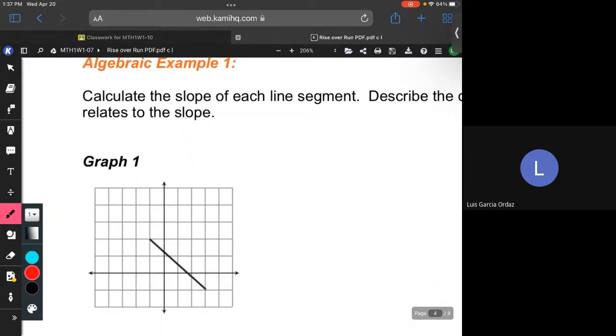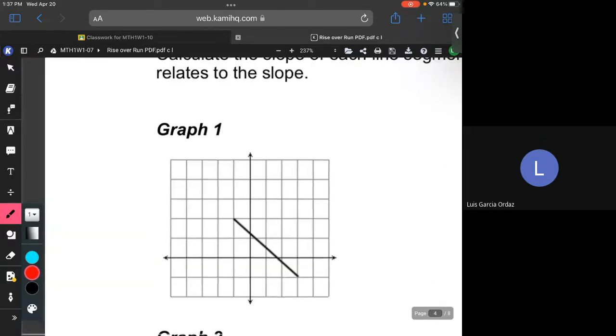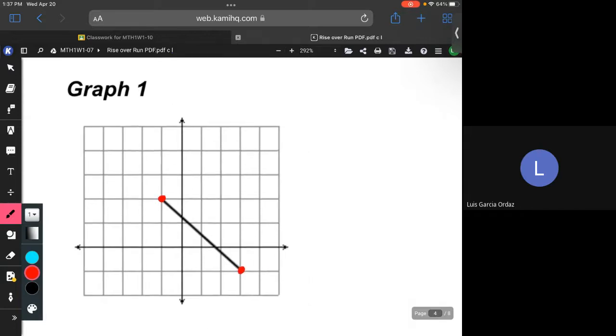So for the next one, I want you guys to figure out the slope of each line. So we'll do the first one together. I have my first point up top over here, and my second point isn't perfect until that guy right there. So I'm gonna put the scale for you just so you can see.